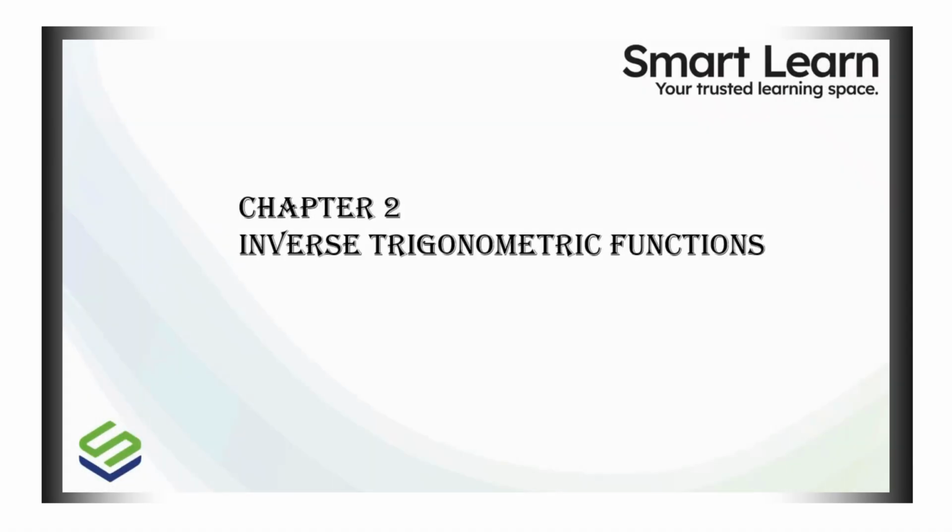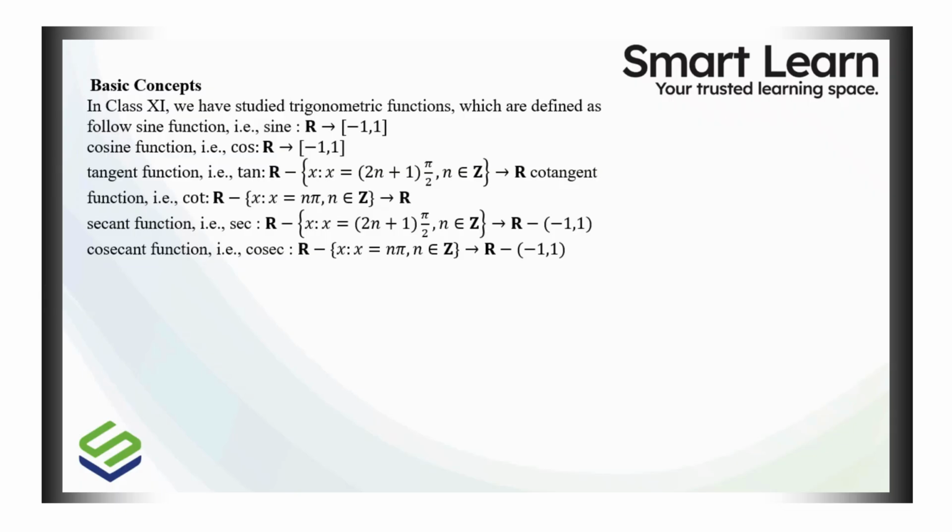Hi children, last week we started our second chapter, inverse trigonometric functions. In this chapter, what are the topics? We are studying the graph and domain, principal value range and some properties of inverse trigonometric functions. Last week we only studied the domain, principal value branch and graph of inverse trigonometric functions. This is the basic concept, which you already studied last year.